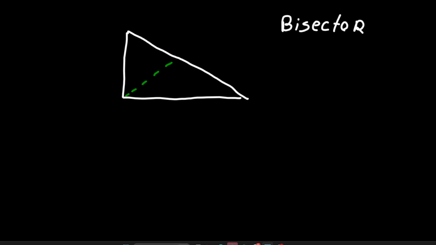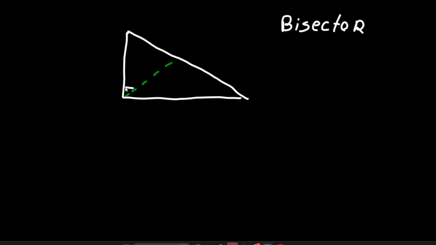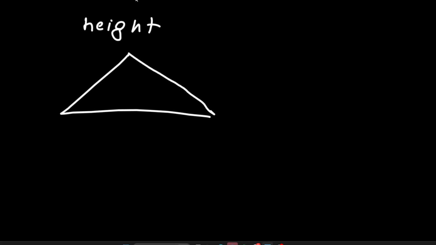So if initially here it was 90 degrees, the bisector splits it into what? Into 45 and 45, right? Alright, now other than the bisector, we have the height. The thing about the height of a triangle is that when it falls, it also forms a 90-degree angle. The height just forms a 90-degree angle on the side that it falls onto.